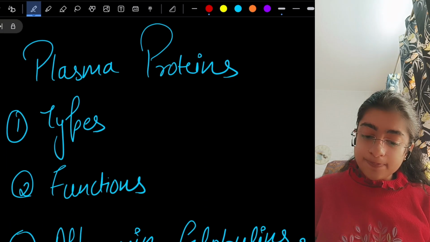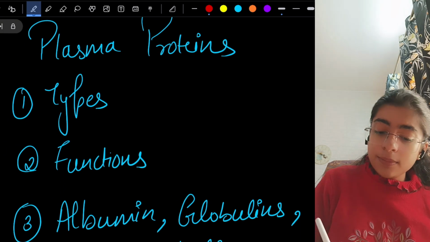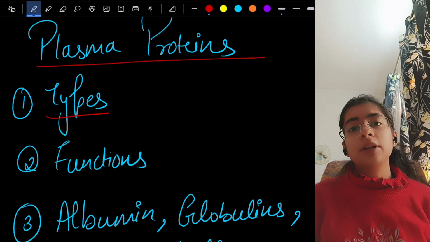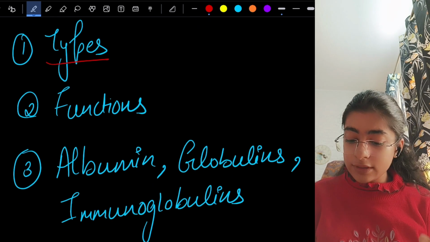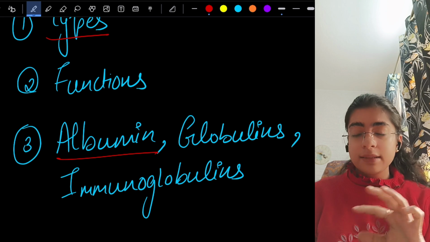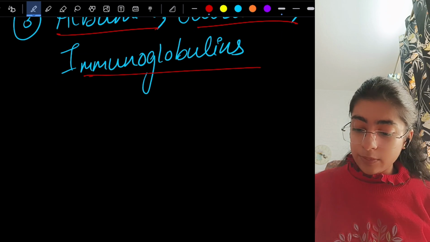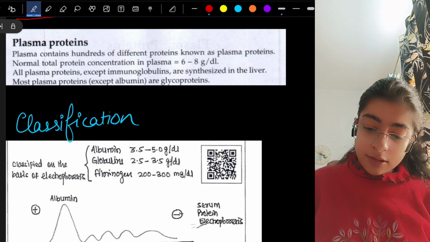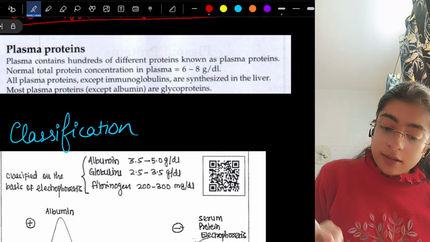So let's start the contents of the video. Plasma proteins, first of all the types. First of all, what are plasma proteins, then types, functions, and the basic important categories of the plasma proteins. So here we are having the plasma proteins.